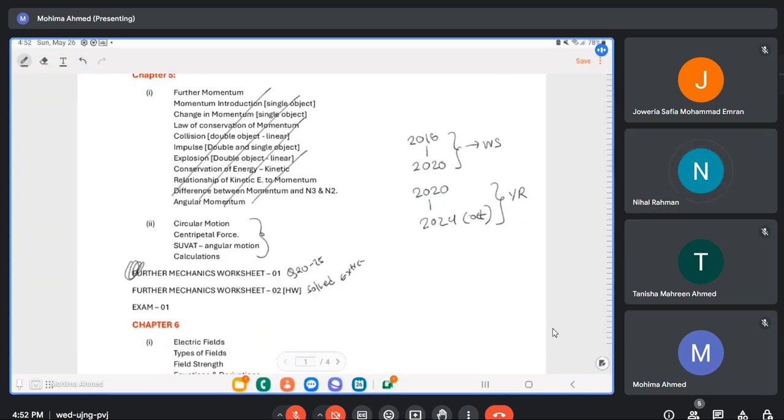Other than that, we're going to do at least 5 mocks for 3 units. These 5 mocks are not going to contain any repeated questions. The 5 mocks that I am going to create will be entirely handmade, and will not contain any questions taken from 2016 to 2024.